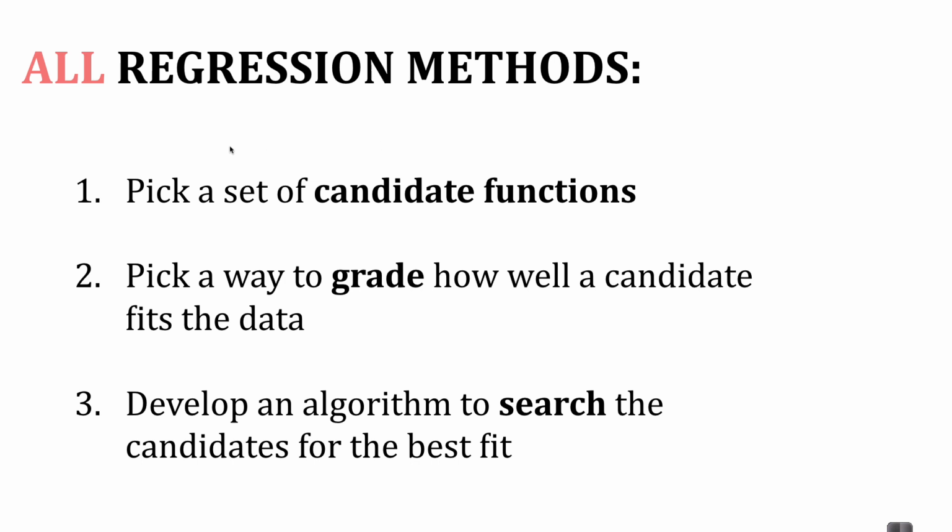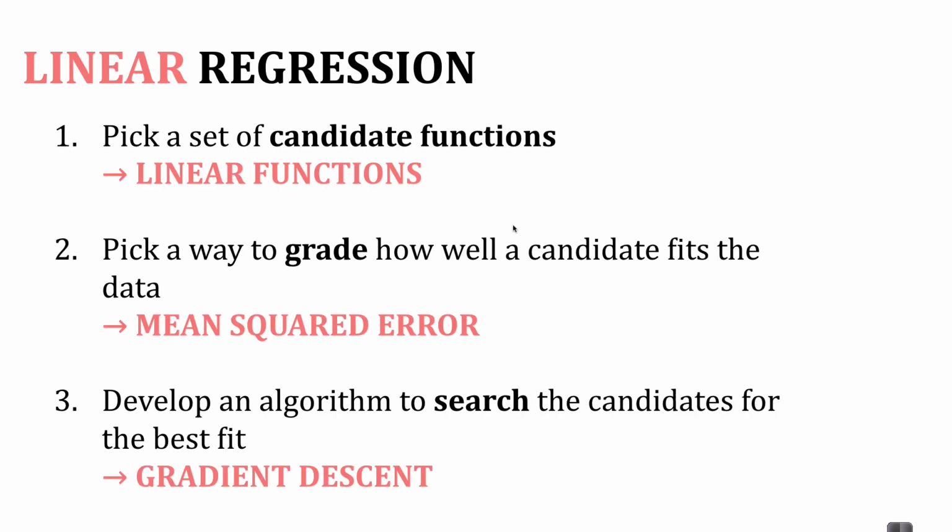So that is all regression methods. And what we talked about with linear regression is just this particular choice of these methods, right? For candidate functions, we just picked linear functions. For a way to grade them, we said we're going to use mean squared error as the grading tool, or our rubric. And then to search among these candidates, we're going to use gradient descent, as opposed to guess and check. There are other algorithms that you could consider that we haven't talked about, and there are bells and whistles on gradient descent. But this is by far the most generic way to do this. This is the canonical example for regression. And now you know, that's linear regression.